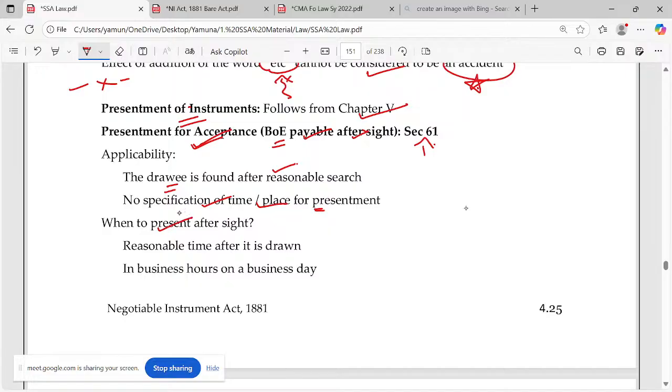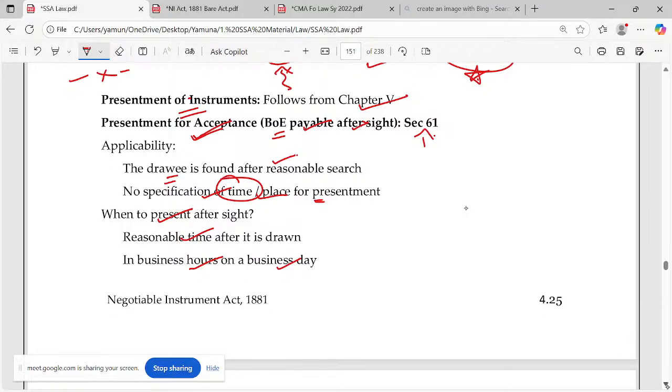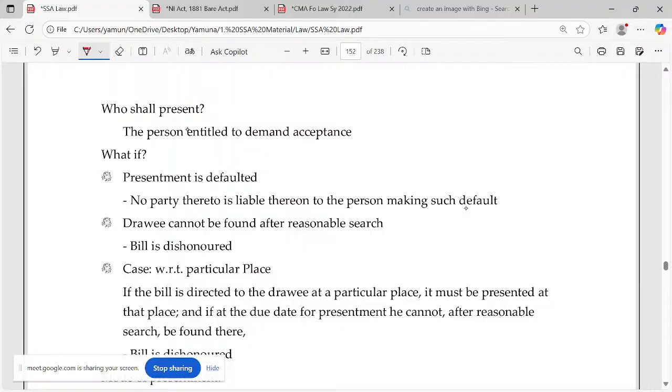கண்டுபிடிச்சிட்டீங்க. அப்ப எப்ப நீங்க present பண்ணணும்? Reasonable time. Usually business hours, business days and so on. Okay. If there is no specification of time. In case time specified, maturity period ஒன்றும் பண்ண முடியாது இல்லையா? Okay. இதெல்லாம் லாஜிக்கலா திங்க் பண்ணாலே வந்துடும். Who shall present? The person entitled to demand acceptance. What if presentment is defaulted? No party will become liable. Present பண்ணா மட்டும் தானே அவன் பணம் தரணும், தர வேண்டாம்ல. So no party will be liable.